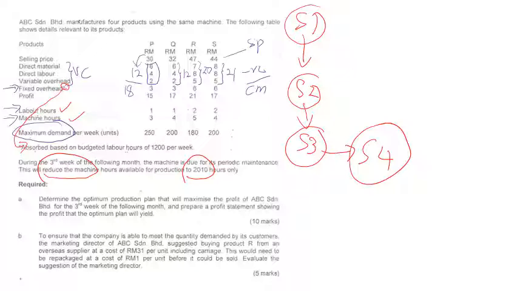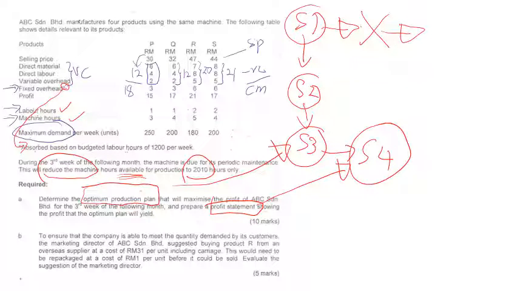So for this question, step 1, they already mentioned that your machine hours available are reduced for the 3rd week of the month because it's due for periodic maintenance. Therefore, there is a shortage in terms of machine hours. That means you can skip step 1 because you already identified the limiting factor, which in this case comes from machine hours. Then requirement A, determine optimum production plan. Optimum production plan refers to step 3. You prepare a production schedule that maximizes profit of ABC Sendirian Berhad for the 3rd week of the following month. Prepare profit statement under step number 4. That will yield the optimum production plan that will give you the highest profit.